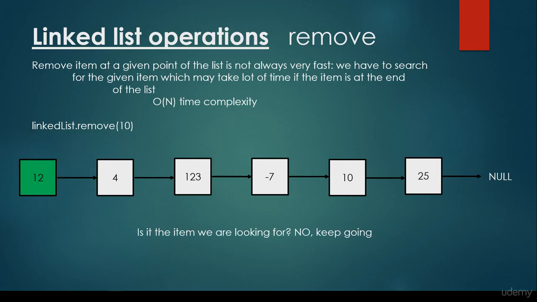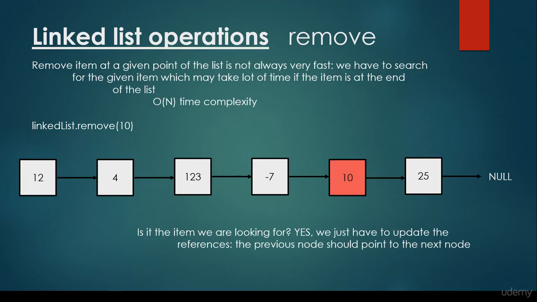We start at the root node, and on every iteration we pose the question: is it the item we would like to get rid of? So is 12 equal to 10? No, so we keep going, we go to the next node. Is 4 equal to 10? No, we keep going. Is it the item we would like to get rid of? No, we keep going. -7 is not equal to 10, so we keep going. But here we have managed to find the item we are looking for.